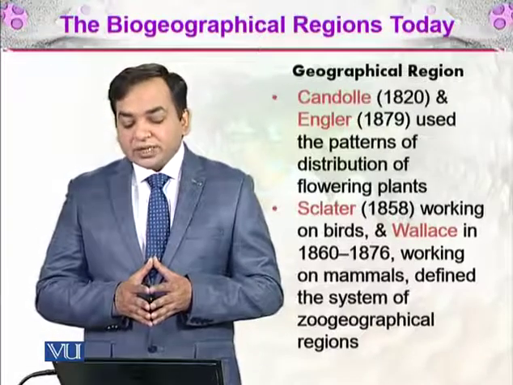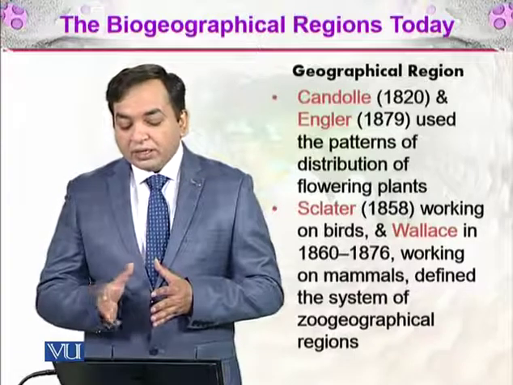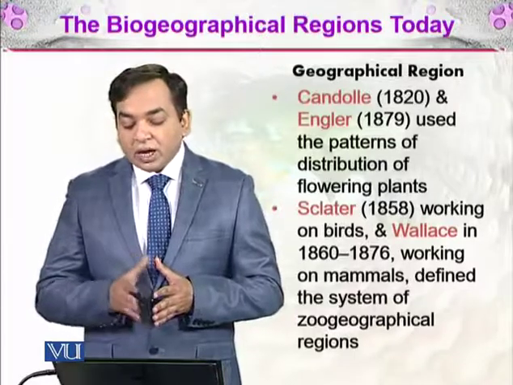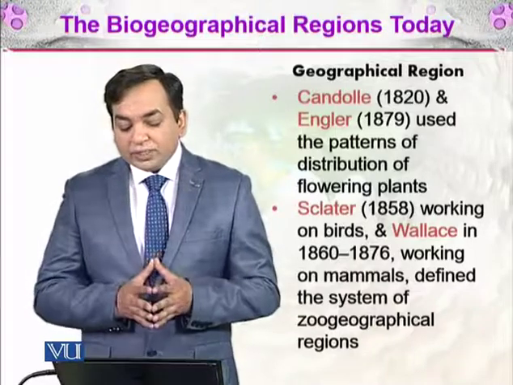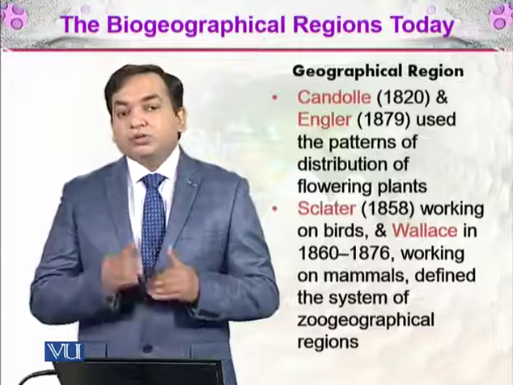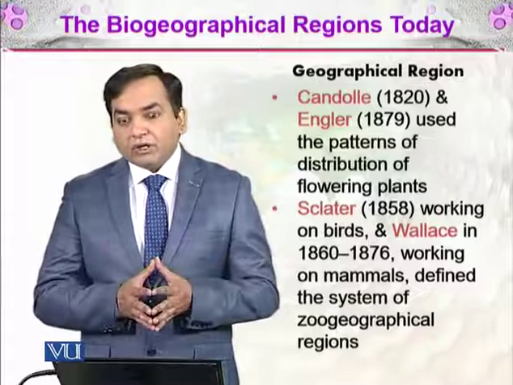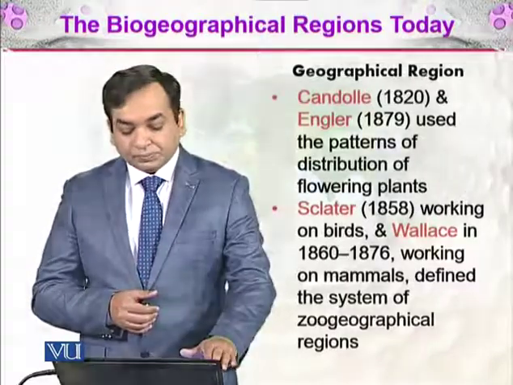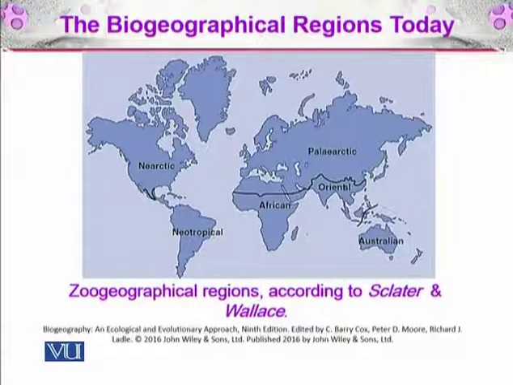And then comes Sclater in 1858. He was working on birds, and Wallace, in 1860 to 1876, was working on mammals, and they defined the system of zoogeographical regions. So they worked on zoogeography, how the animals are divided across the land. Here you can see the zoogeographical regions according to Sclater and Wallace: Nearctic, Neotropical, African, Oriental, Australian, and Palearctic.